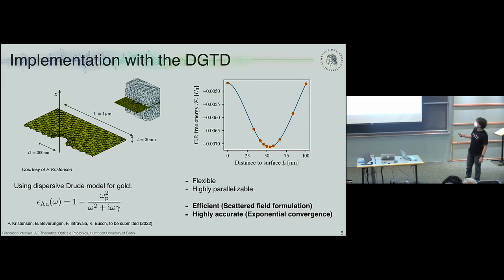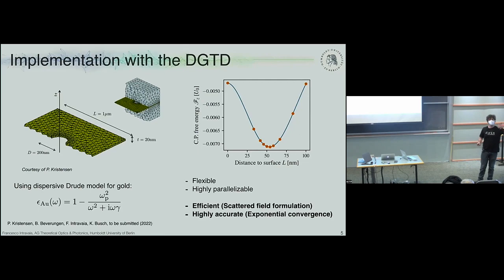So the approach is very interesting, and it's flexible, highly parallelizable, very efficient because, well, this is a technical detail, you can implement a scattered field formulation, and it is very highly accurate with nice exponential convergence. So this was great, but we want to do more. Here we did the calculation with the Drude model.